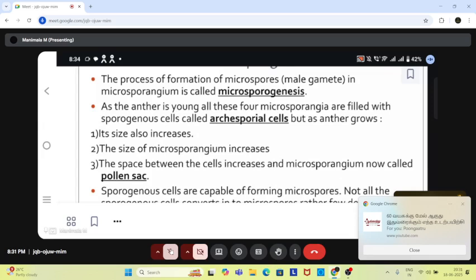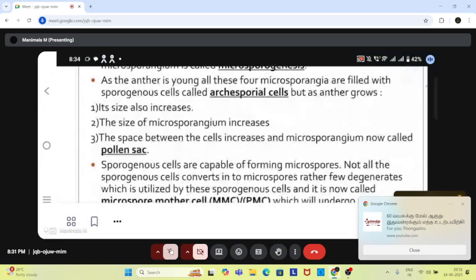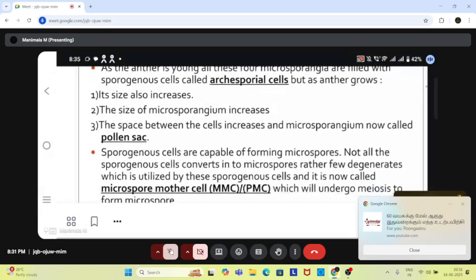Okay, I told you each young anther is made up of what? Sporogenous tissue, I told, right? This sporogenous tissue is called archisporial cells. This sporogenous tissue increases in size and undergoes division to produce what? Microspores.